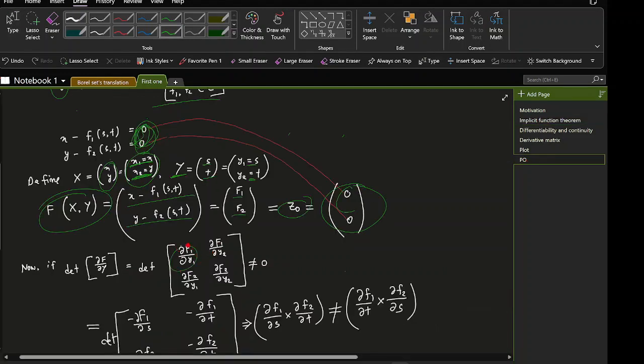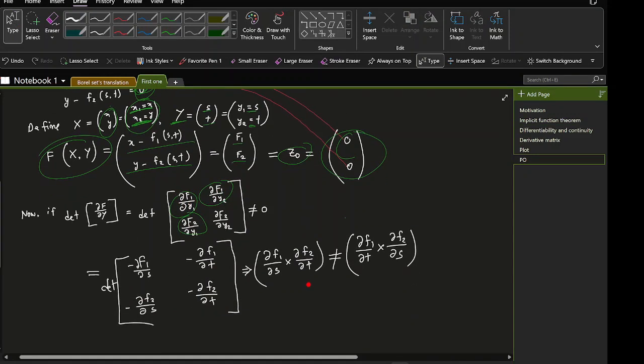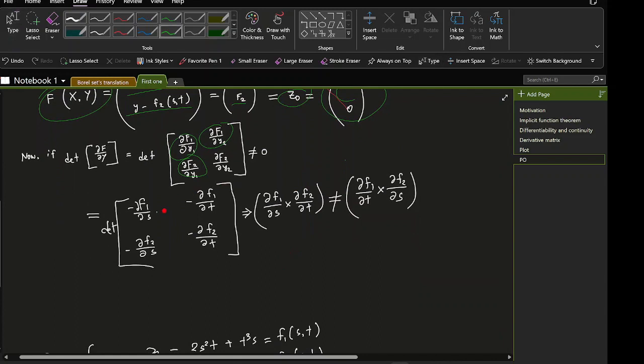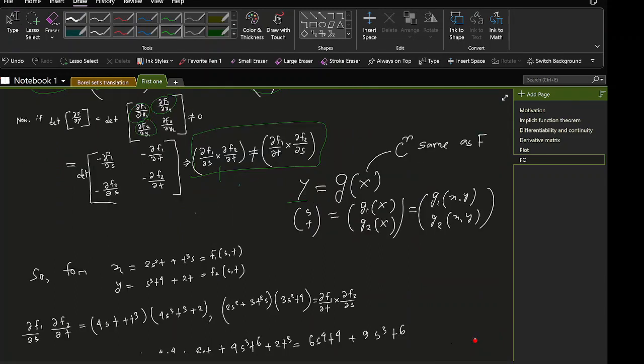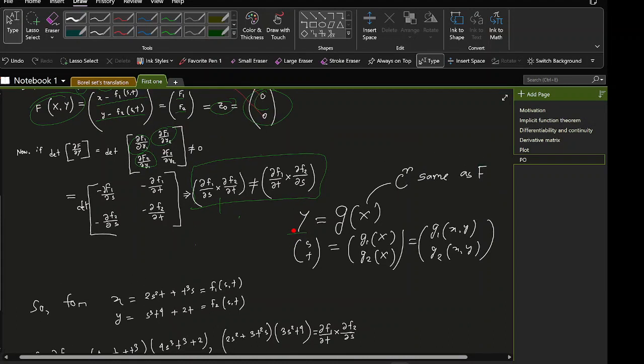We need this matrix to be invertible, that means its determinant not to be 0, and this matrix turns out to be this term. At the points where this determinant is not 0, that means this inequality is satisfied, we will be able to find a function y equals g of x that will go through that point, and it will be r times differentiable, same as f, where y is the vector s and t and x is the vector x and y.